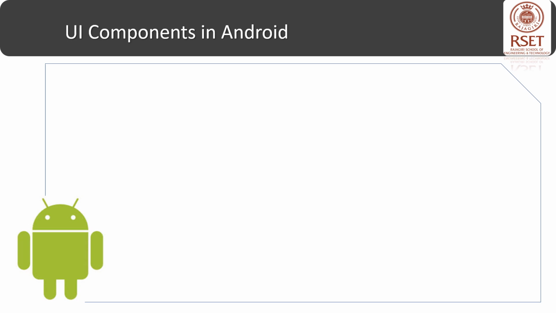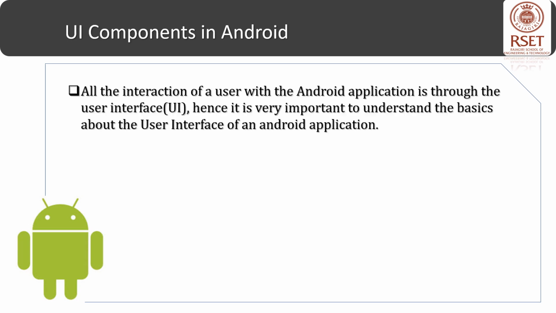Now let's discuss UI components in Android. All the interactions of a user with the Android application are through the user interface, or UI. Therefore, it is important to understand the basics of the user interface of an Android application. The UI components can be either in the form of views or in the form of notifications.